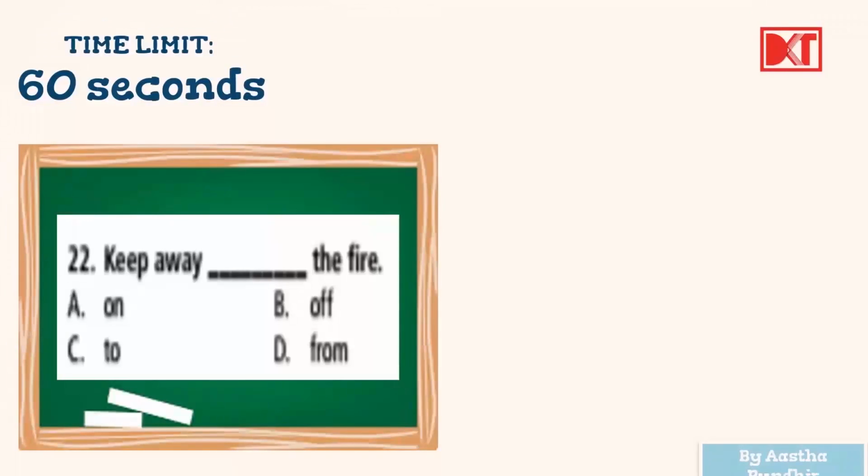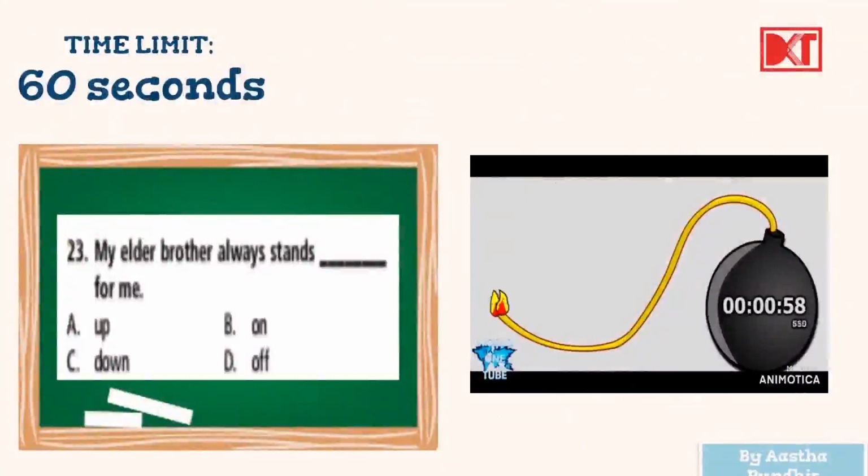So here it says, keep away dash the fire. On the fire, off the fire, to the fire, or from the fire. So here the correct answer is keep away from the fire. Like from, talking about a certain source. Keeping away from which source? Keeping away from the fire. So your time starts now.